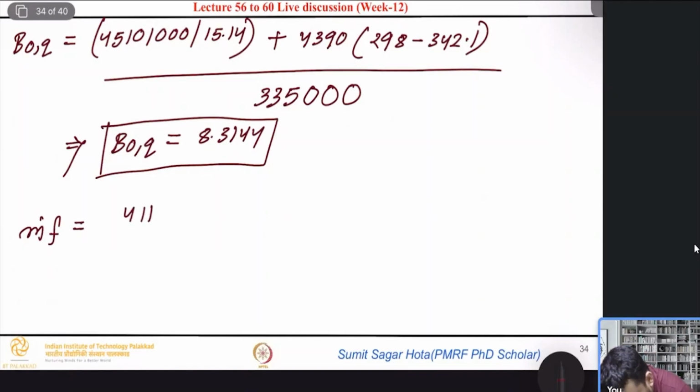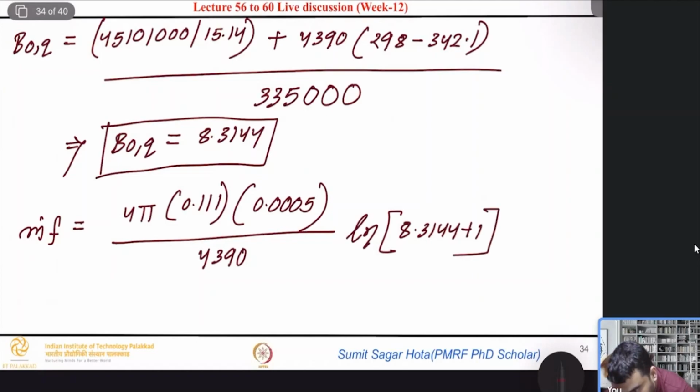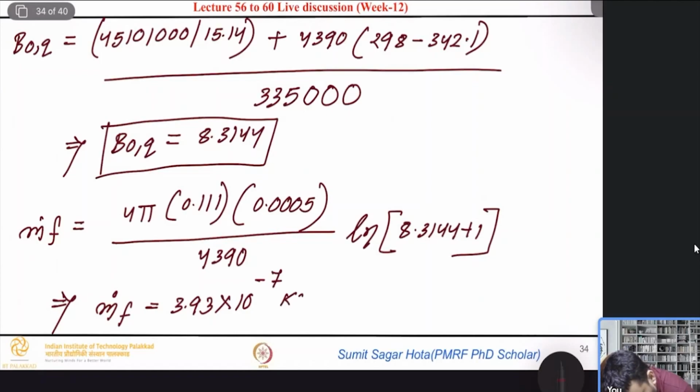m dot f equal to 4 pi times 0.111 times 0.0005 times 4390 times ln of (8.3144 plus 1). m dot f is 3.93 times 10 to the power minus 7 kg per second.